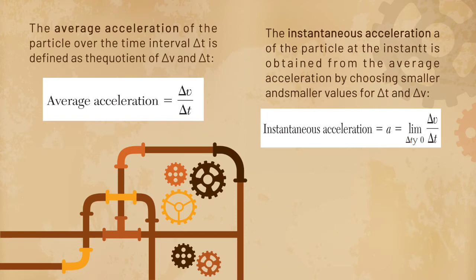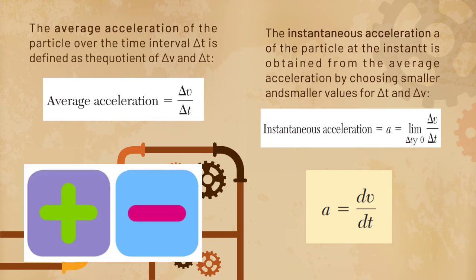The limit of the quotient, which is defined by the derivative of v with respect to t, measures the rate of change of the velocity. We can write it as a is equal to dv over dt. The acceleration a is represented by an algebraic number which can be positive or negative.